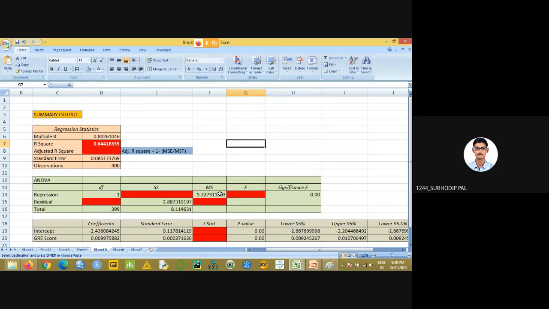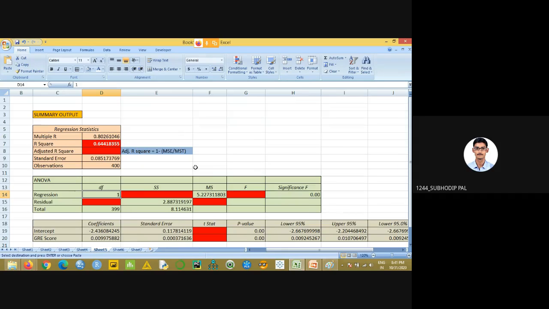Correct. MSC is given, but MST is missing here, right? So we have to find the MST value. Then only we can calculate adjusted R square. So first let's complete this one. What was that? Number of regression degrees of freedom is 1, meaning the number of independent variables is 1 here.